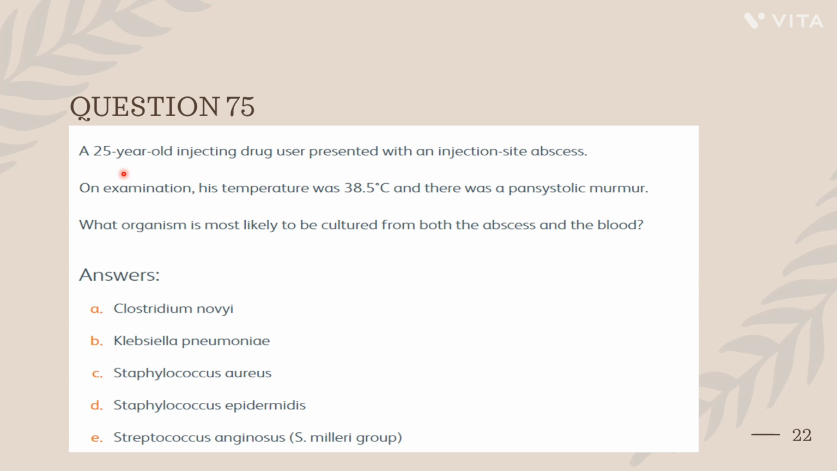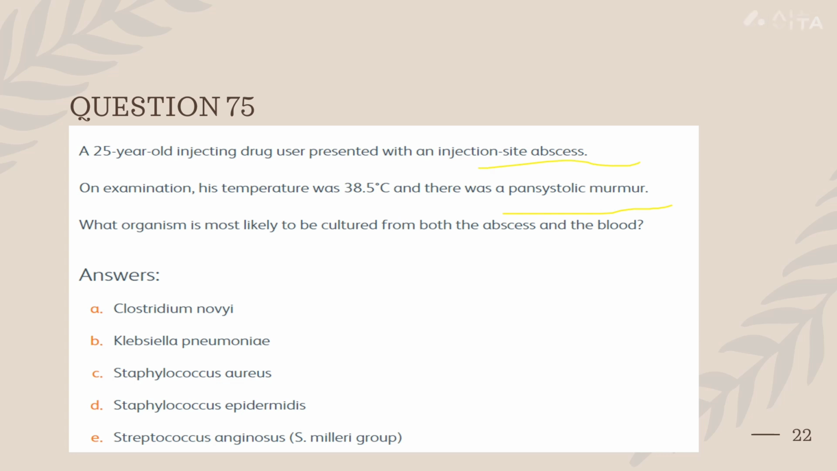Next question: a 25-year-old injecting drug user presented with an injection site abscess. On examination, his temperature was 38.5 and there was a pansystolic murmur. What organism is most likely to be cultured from both abscess and the blood? So I told you it's a case of infective endocarditis. Okay, pansystolic murmur with the skin abscess.